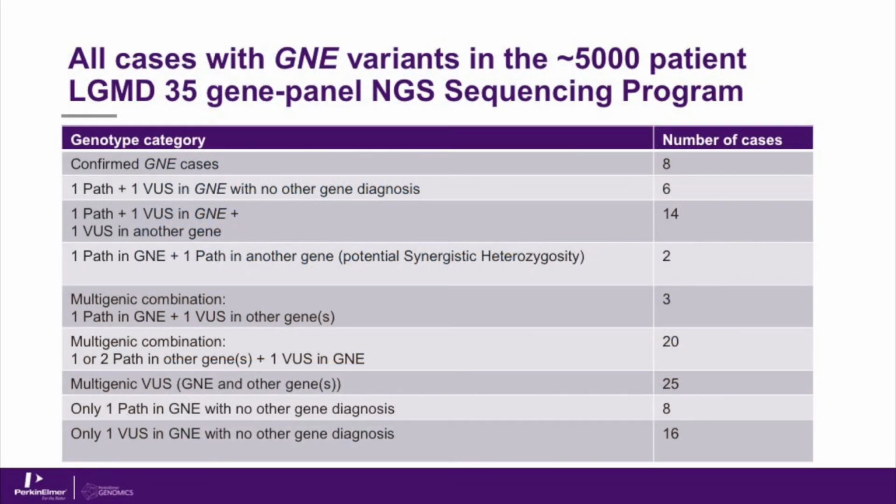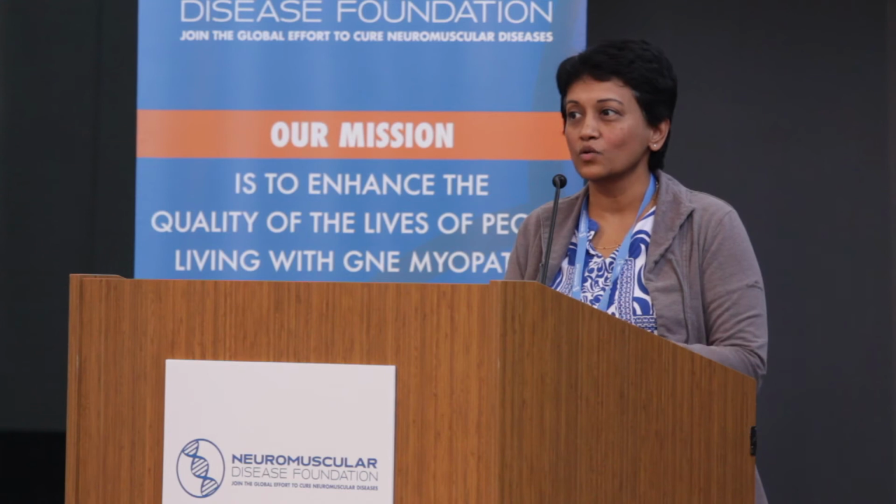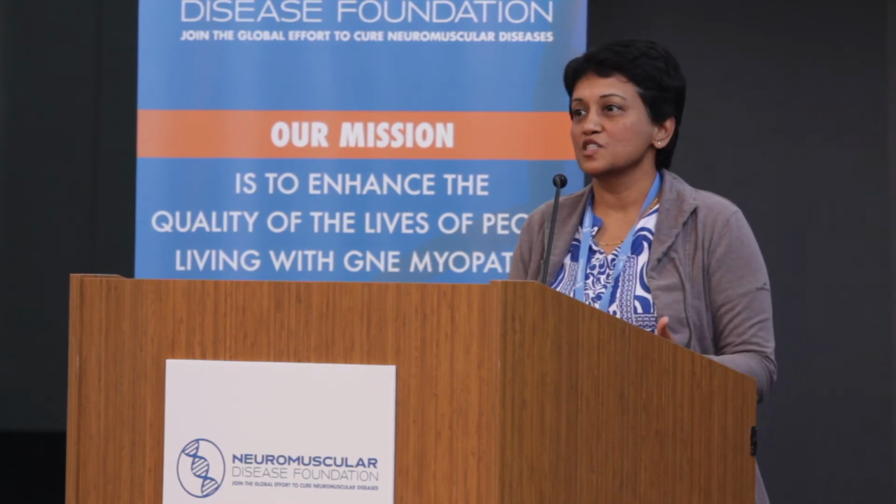So digging even more into the GNE data, what I've shown you here is the number of confirmed GNE cases and all these various combinations that we saw. We had 8 real confirmed cases, but then we have all this variety of different combinations which we have found. As a next step, we have written to the physicians who sent us these patients so that we can get blood samples and muscle biopsies, and actually do RNA sequencing to show if this is something that is real or not and how this is actually affecting the disease pathology.